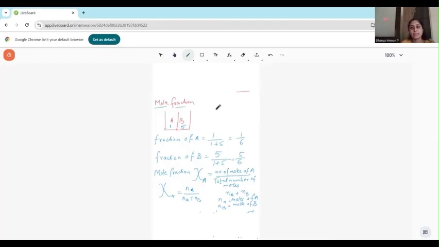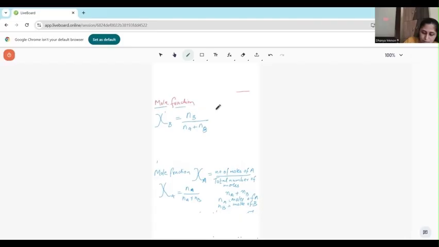Similarly, can I find out the mole fraction of B? So I'm just rubbing this part. Chi of B. That means mole fraction of B is given by what? Number of moles of B by total number of moles. If I have three components, if there is a third component, number of moles of C over total number of moles. Okay, so in our example, we just took two components.